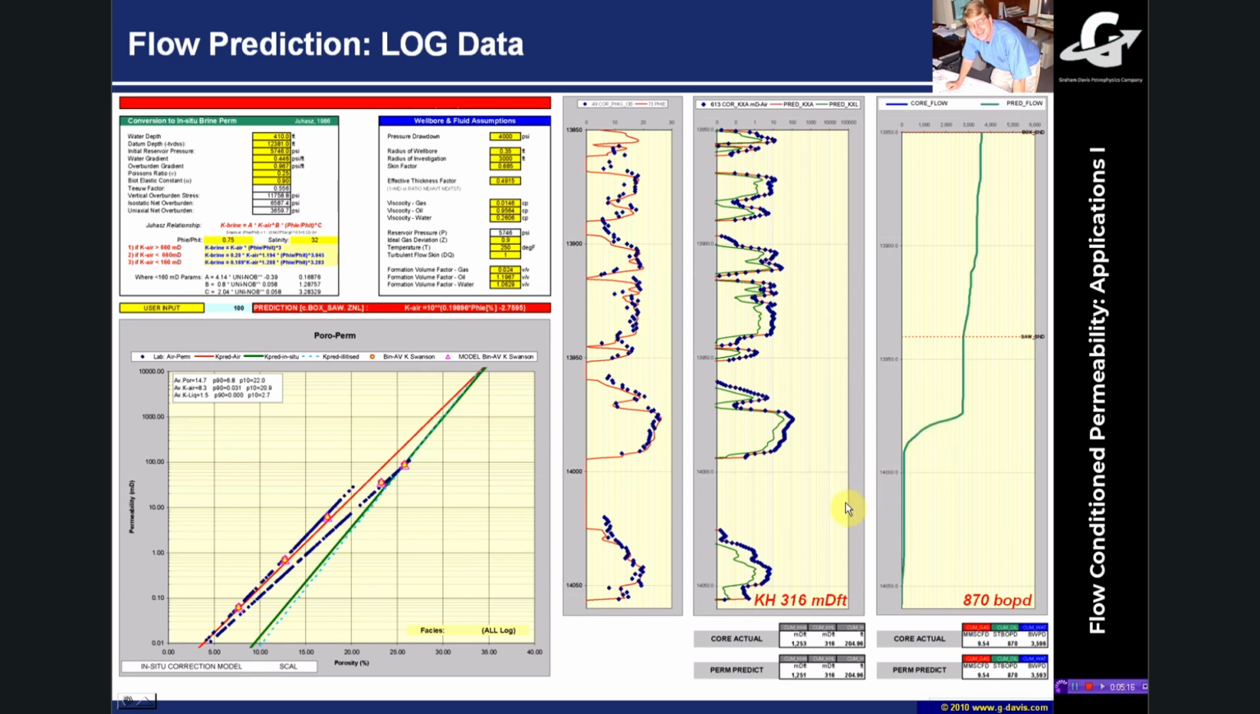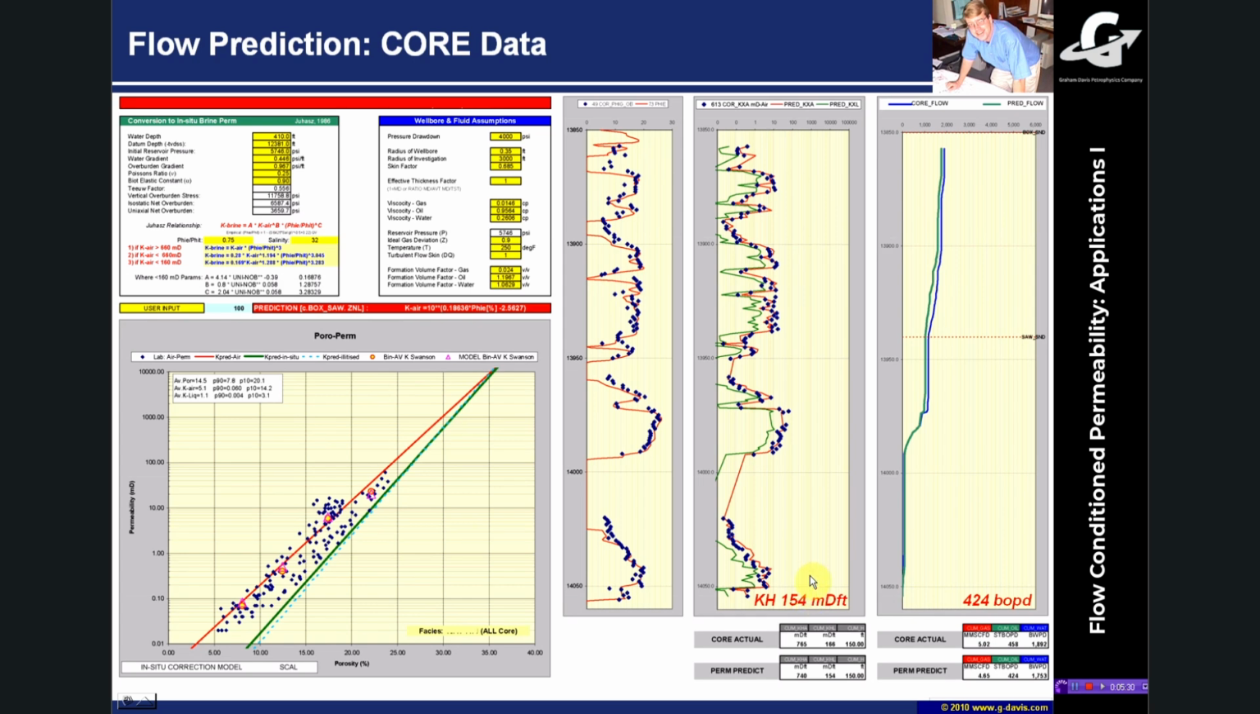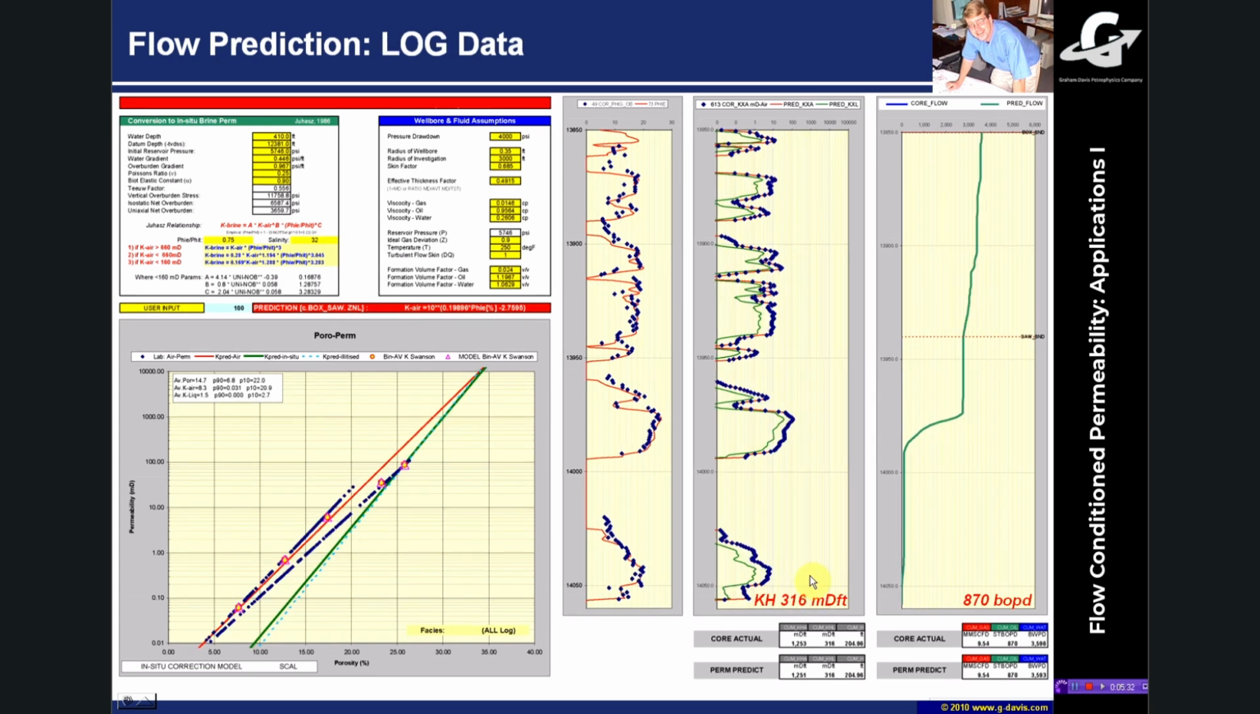So there's clearly something else going on in addition to any upscaling concerns. But you can see I've doubled the permeability thickness in millidarcy feet. I've gone from 154 millidarcy feet to 300 millidarcy feet. But anyway, in any event, this is the log prediction.